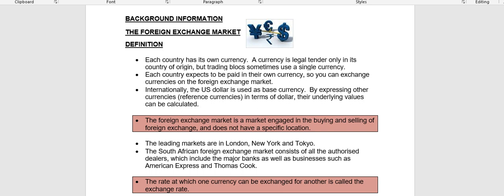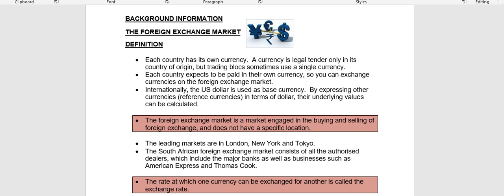Sometimes it can happen that a currency is used by a trading bloc, like for example in the European Union, all the different countries are using the same currency, which is the euro. But as a rule, each country will have its own currency that they use in that particular country that cannot necessarily be used in other countries.